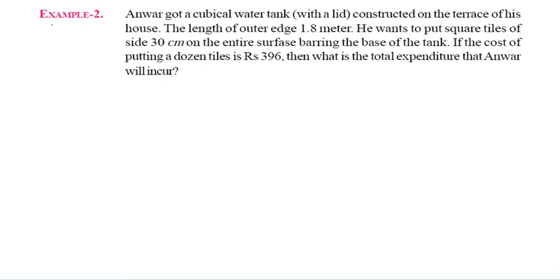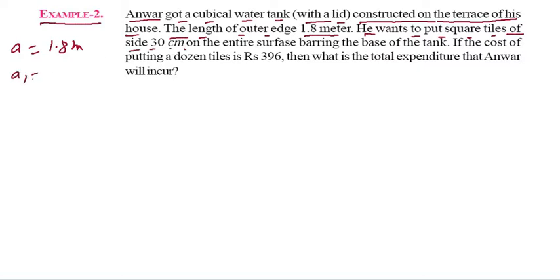Now come to example 2. Anwar got a cubical water tank with a lid constructed on a terrace of his house. The length of the outer edge is 1.8 meters. So you have to write here A is 1.8 meter. He wants to put square tiles of side 30 centimeters. That means the side of a square is 30 centimeters. So you can change it to 0.3 meter.